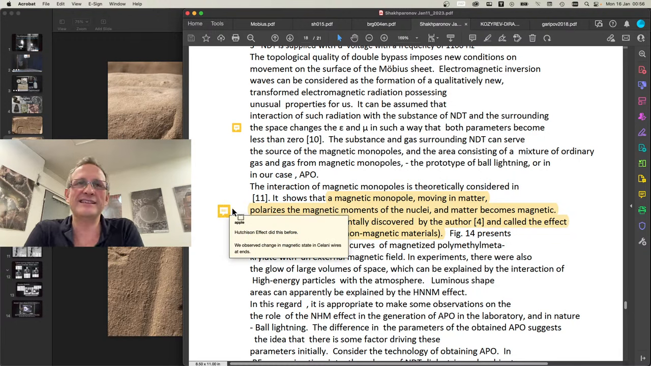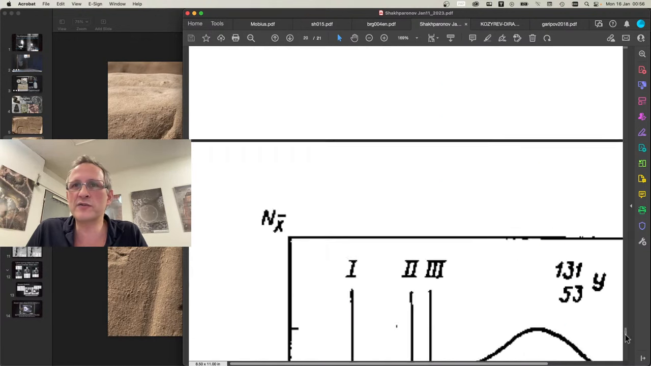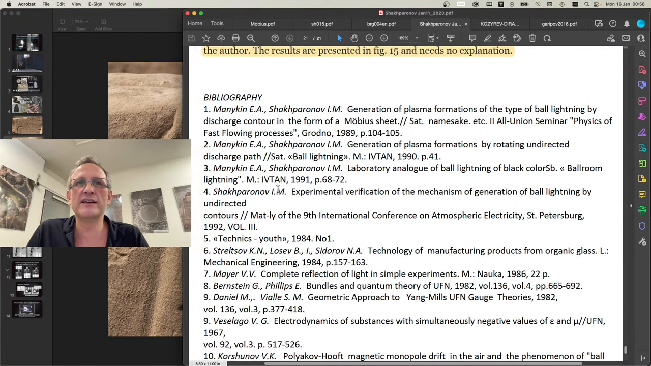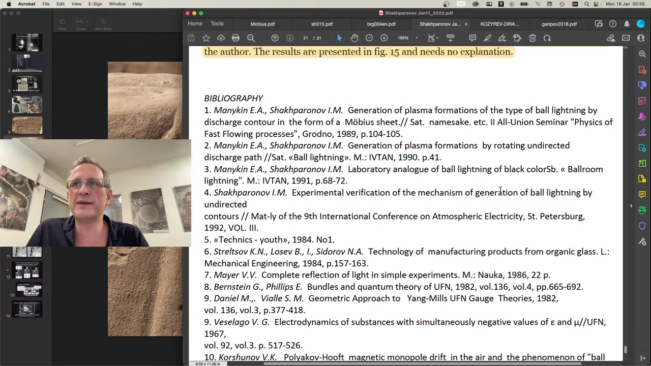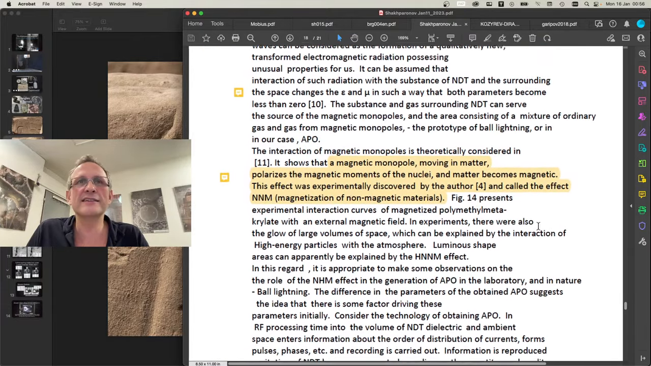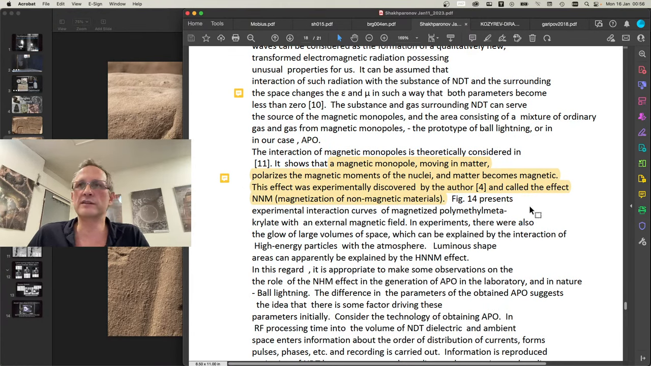Hutchison effect does the same thing. And we observed this kind of thing going on in the ends of Francesco Celani's wire. So here, when was reference 4? Has it got reference 4? Did you include the references? Reference 4. Shakhparonov. An experimental verification of the mechanism of generation of ball lightning by undirected contours. This is 1992. So, whilst he thinks he discovered it, he didn't. John Hutchison discovered it, and it was a major part of one of the things that he discovered.